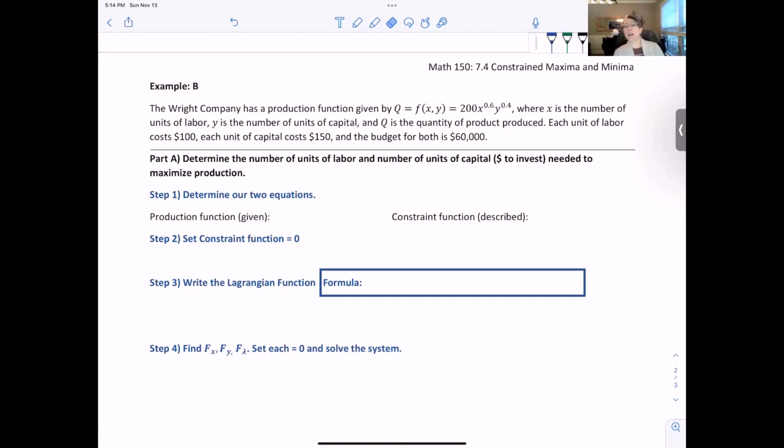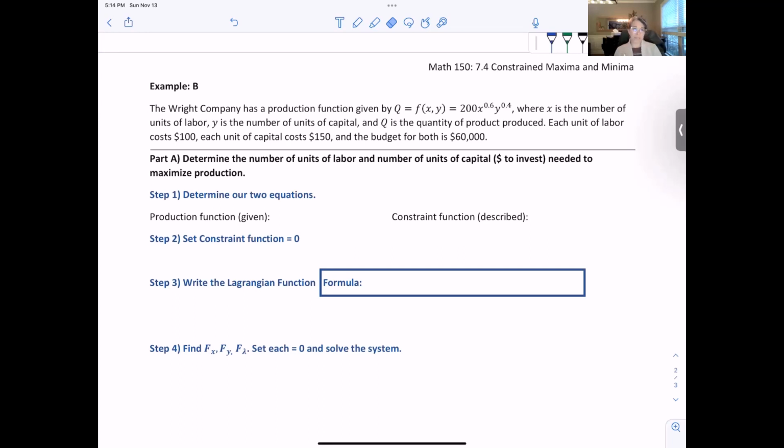And Q is the quantity of the product that you're producing. How many tables are we going to make? Now, each unit of labor is going to cost us $100, and each unit of capital is going to cost us $150. The budget for both of those is 60 grand. So the first question is part A: determine the number of units of labor and the number of units of capital. In other words, how much money are we going to invest back into the company needed to maximize production?